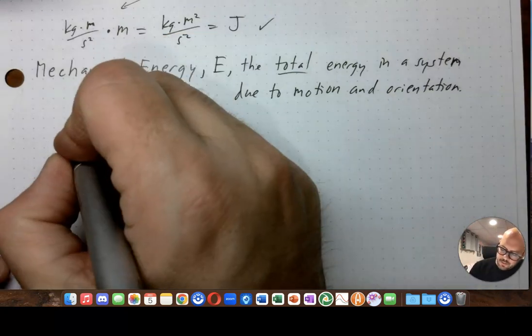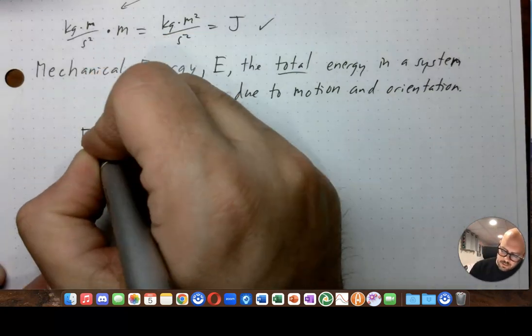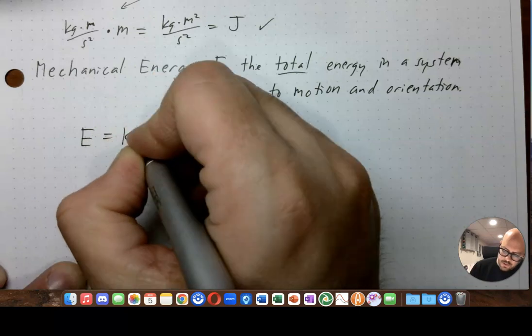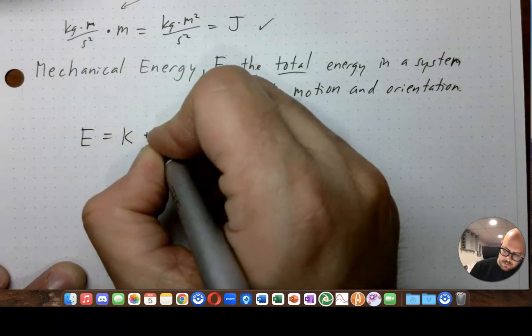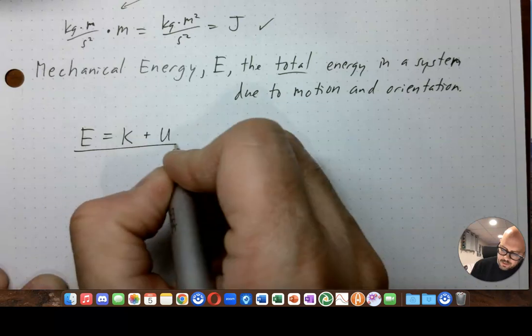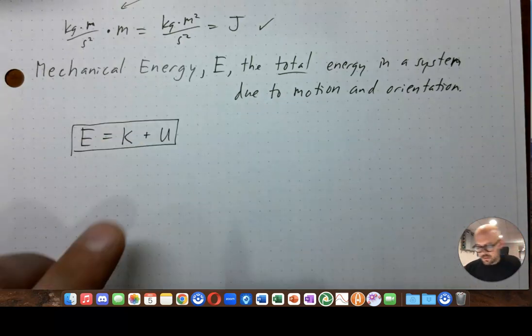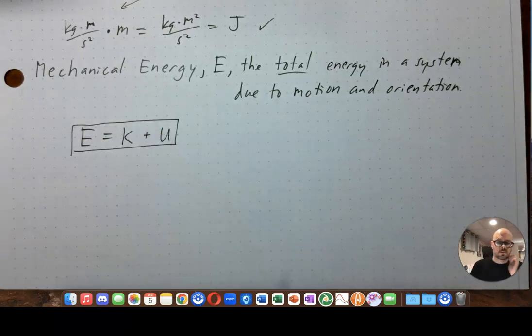And so very simply, mechanical energy is equal to all of the kinetic energy in the system plus all of the potential energy in the system. Just notice that U does not have a subscript, and so you will need to consider both gravitational potential energy and elastic potential energy. And that is it for this video.